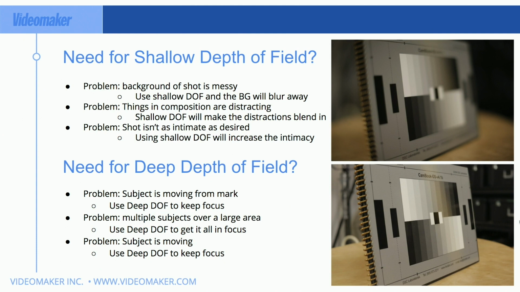Problem: subject is moving from your mark. And this can be a situation where you don't have control of the subject, or that your subject is just not being able to stay on their mark very well. Obviously, if you're working with actors and they're not hitting their marks, that's unprofessional and should be addressed. However, if you're working with an amateur or someone that's not usually on camera or whatnot, you need to work with them. It's going to be difficult for them to all of a sudden be a professional actor.